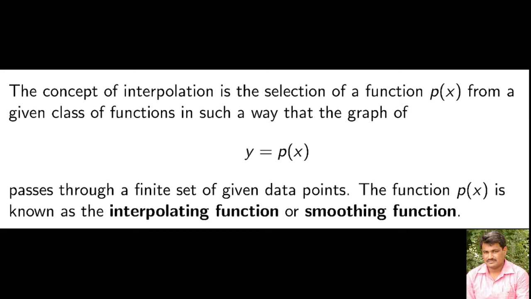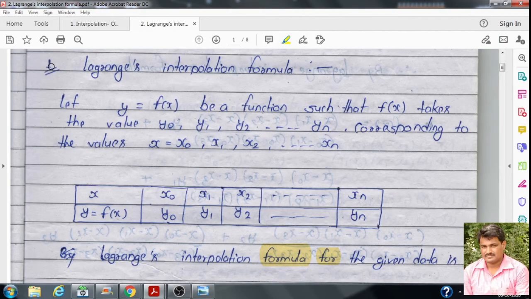In numerical methods, there are several methods available for finding such an interpolating polynomial. The most common and popular methods are Lagrange's interpolation formula, Newton's forward and backward interpolation formula, Hermite's interpolation formula, and Cubic-Spline interpolation formula. In this lecture, we discuss Lagrange's interpolation formula for finding the interpolating polynomial for a given data.